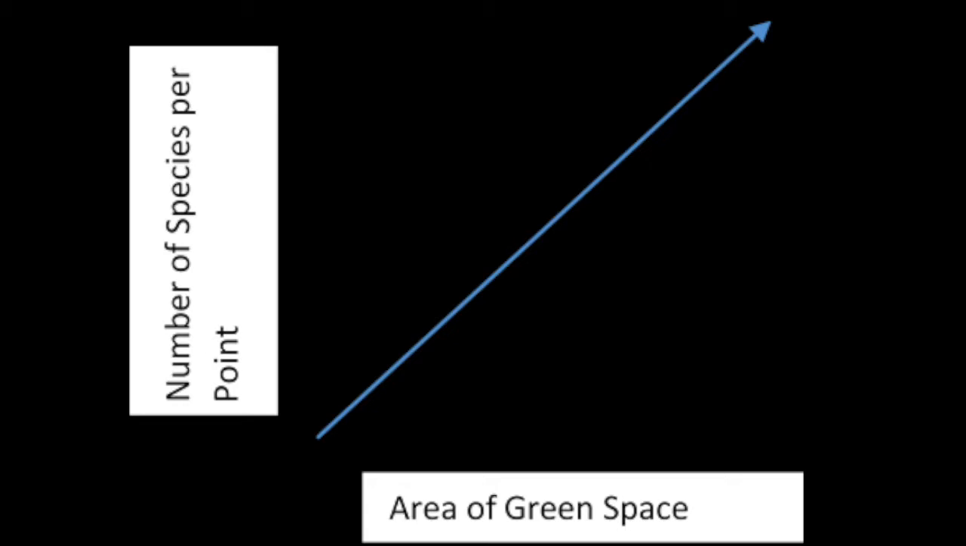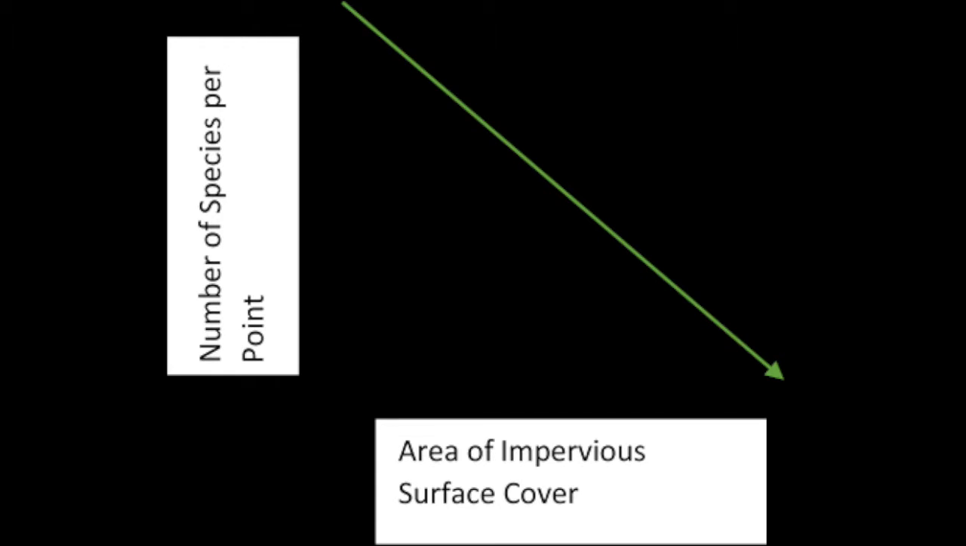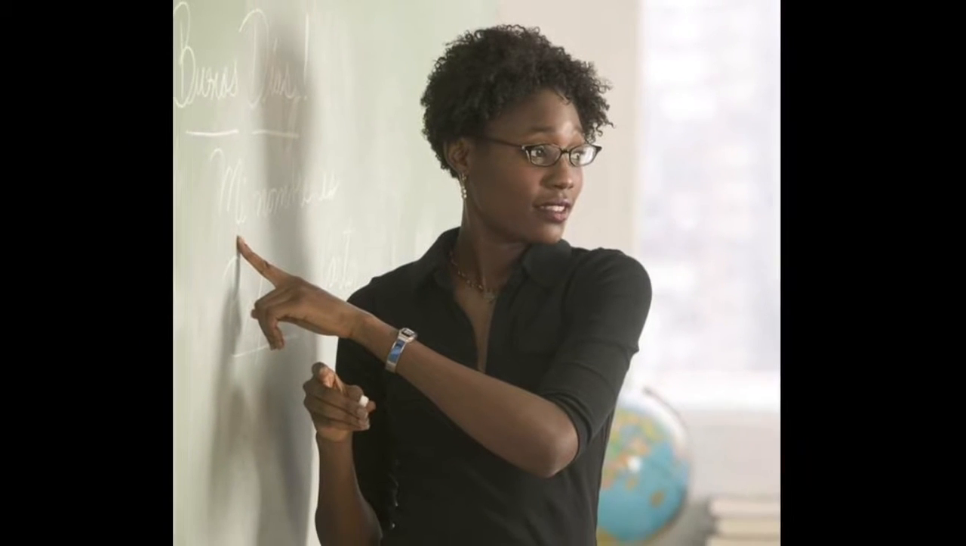So the graph shows that when it came to green space land covers, they thought that diversity would increase. And then when it came to the building covers, they thought that diversity would decrease. And they said for the impervious, like sidewalks, the diversity would decrease. Well, that makes sense because forests would have more different types of birds than a sidewalk. Yes, that was what they predicted, but we'll look at their results a little later.